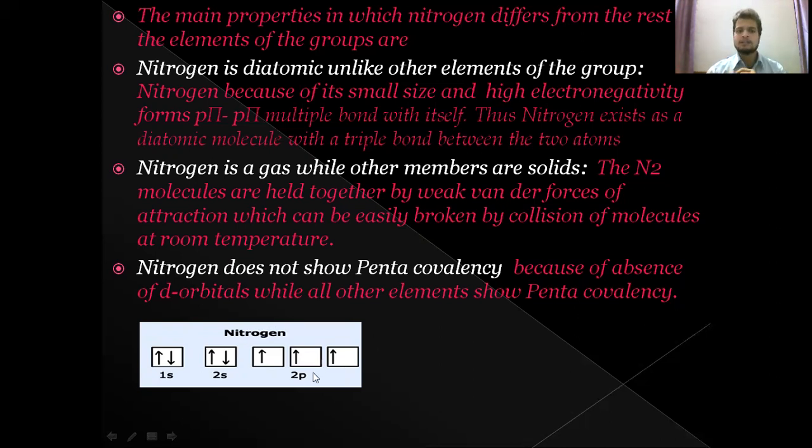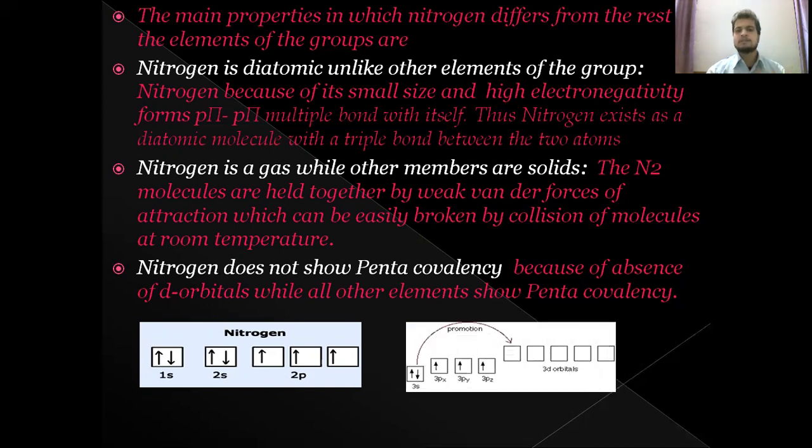As a result, only these 3 can take part in bonding, which makes the covalency 3. Or at maximum, the lone pair can be used to form a coordinate covalent bond, which it forms in NH4 plus, the ammonium ion. As a result, it can form 4 bonds. So nitrogen can show a maximum of 4 bonds.